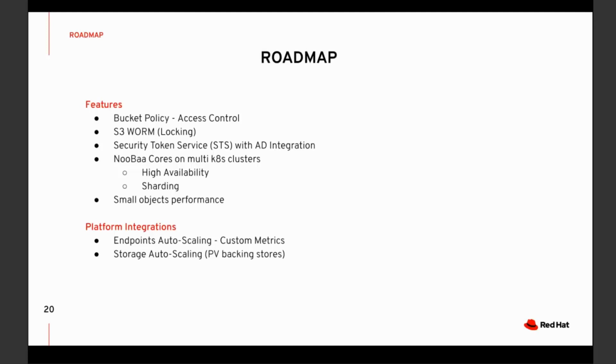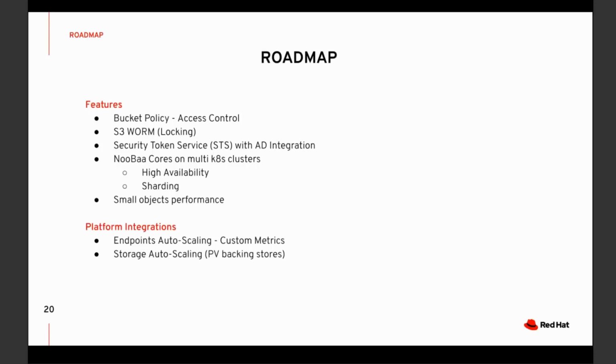We want to have the ability to have high availability and sharding on top of several Kubernetes clusters. So basically it's a cluster of NooBaa on top of Kubernetes clusters. And as Guy mentioned last time, NooBaa was very focused on high bandwidth applications, and we want to have optimizations done for small objects as well. These are all NooBaa features.